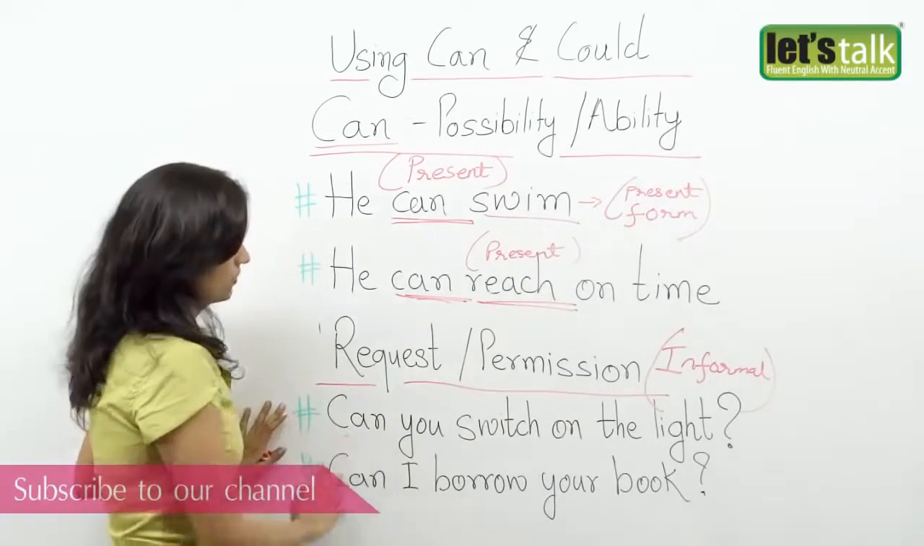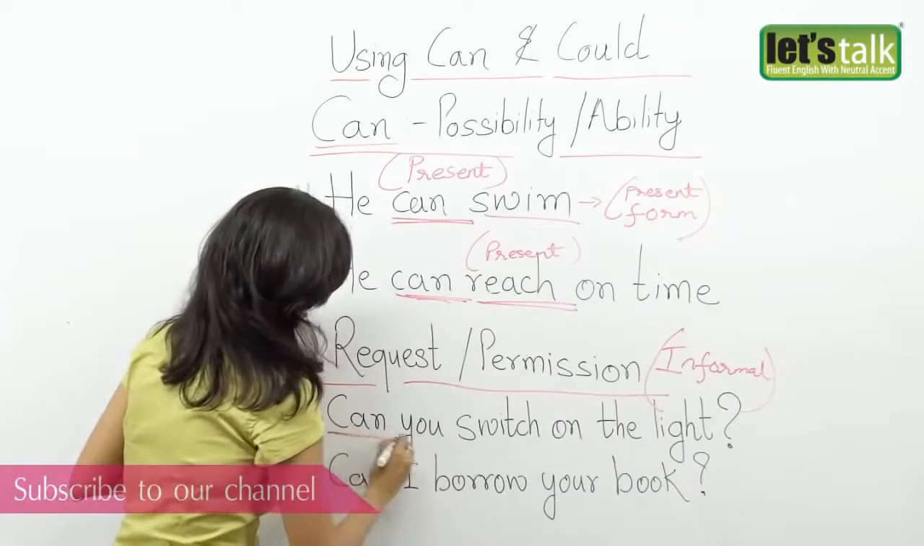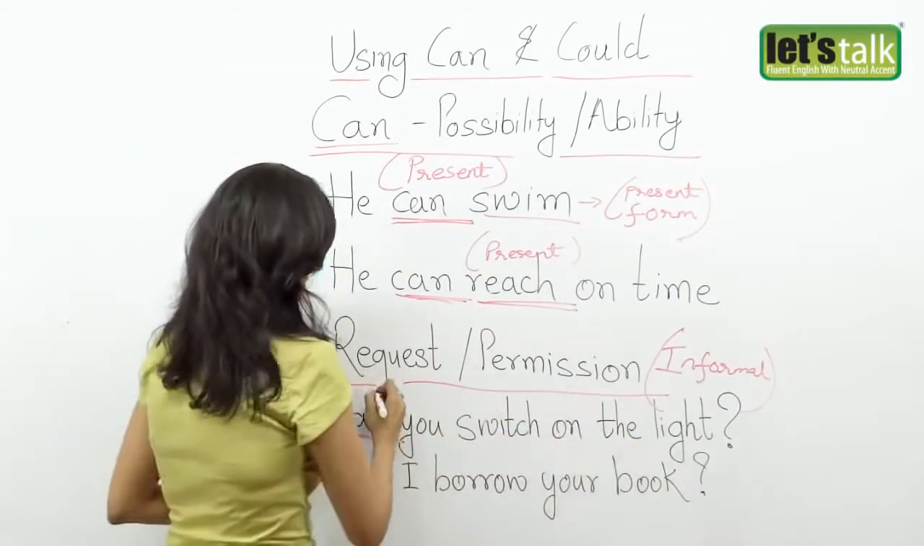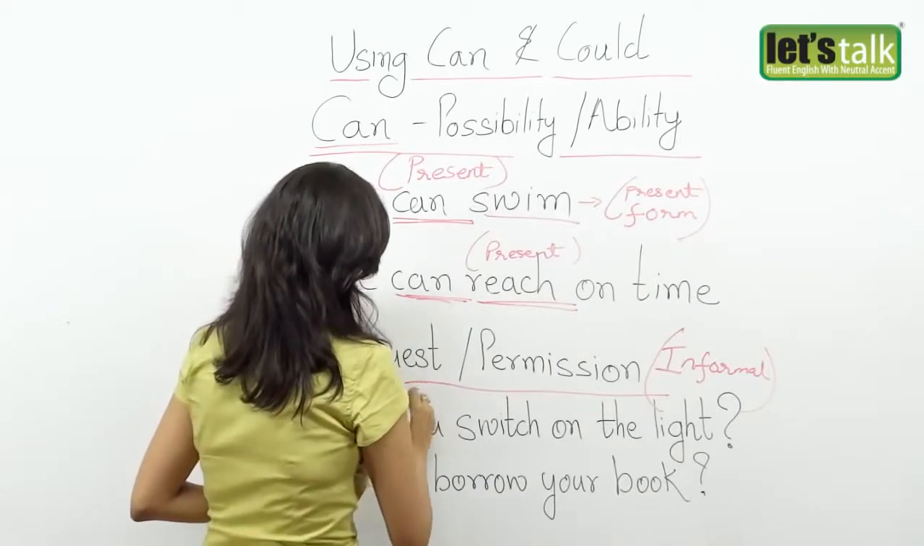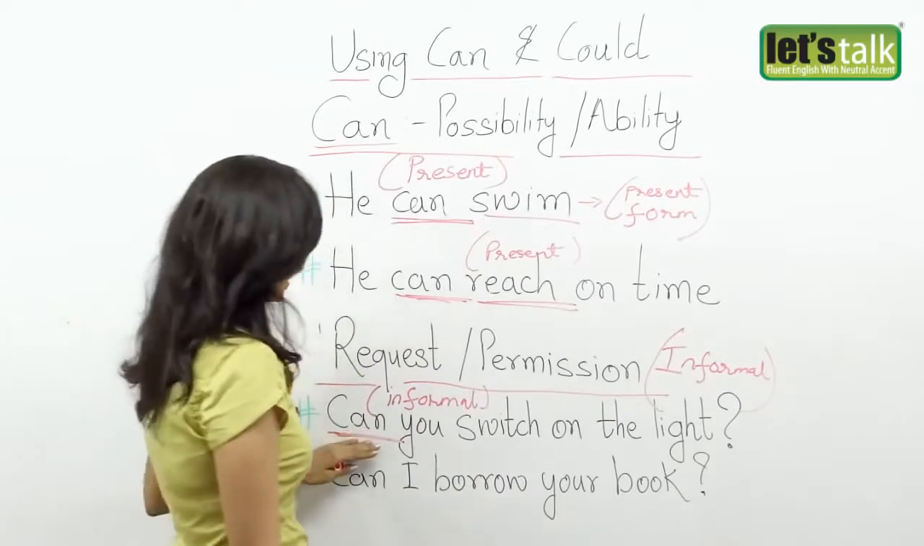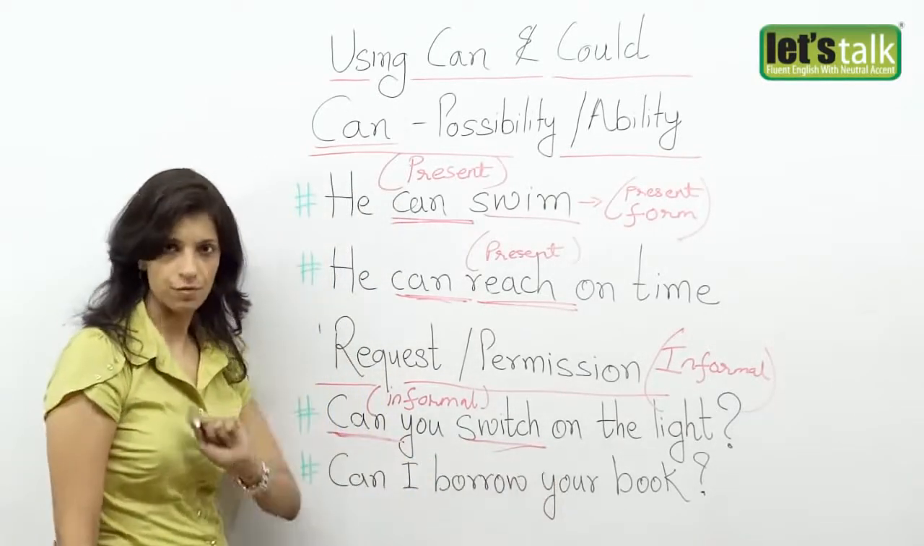Alright. So here I have an example. Can you switch on the light? So you're making a request. Can you switch on the light? So here an informal way to say it is, can you switch on the light? Like you can see, the verb switch again is in the present form.